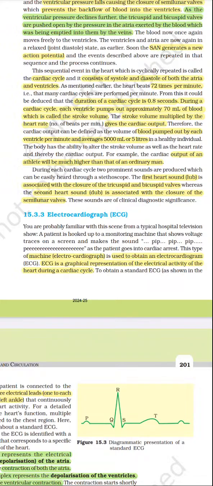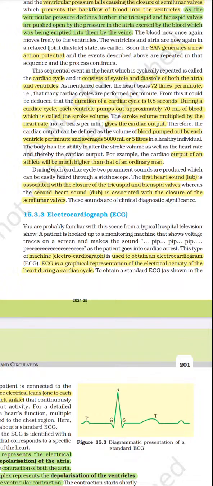Stroke volume multiplied by the heart rate, the number of beats per minute, gives the cardiac output. Therefore, the cardiac output can be defined as the volume of blood pumped out by each ventricle per minute, and the average is 5000 milliliters, or 5 liters.